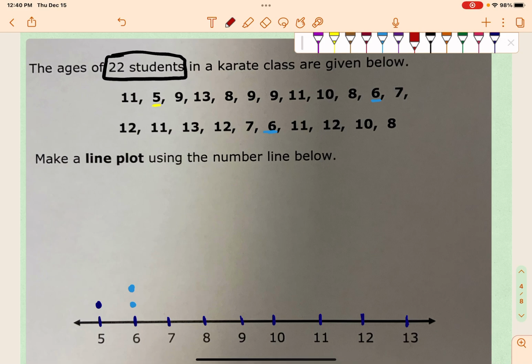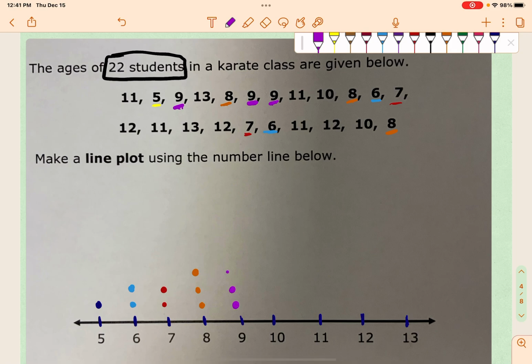Okay, next number is 7. So there are two 7s. So this is also two tall. Now if I look for 8, let's see, 1, 2, 3. So three tall. Okay, now we're going to go to 9. So let's see, 1, 2, 3 9s.